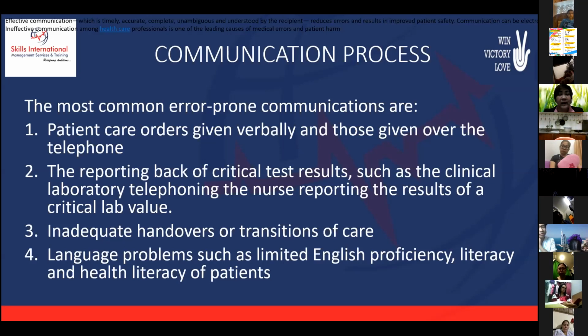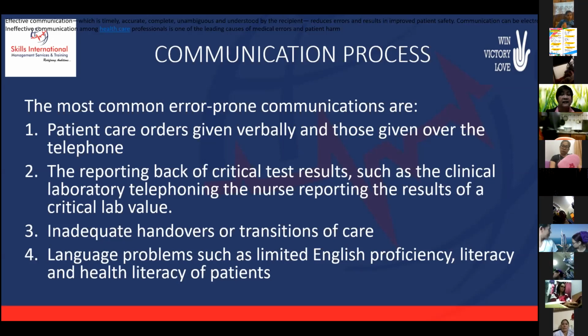Okay? So language problem is another common error. Why? Because now we are working together with different cultures, with different languages. We cannot understand each other but for one thing: as long as we understand English, we can communicate. You speak in your language, I will speak in my language, but the common language that we need to follow is English. So we have to be proficient. We have to know what we are going to say verbally.